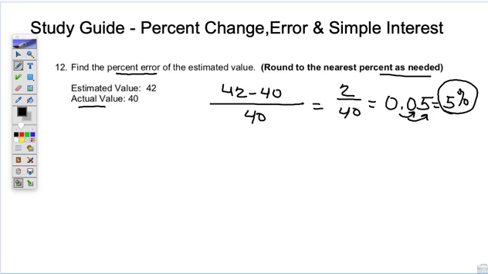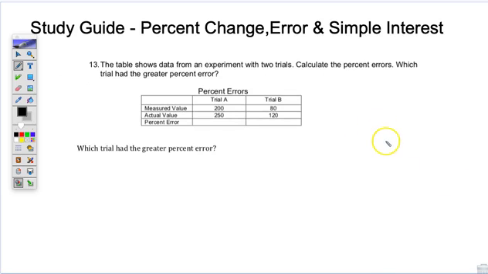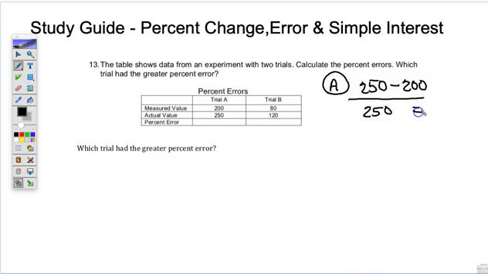Okay, moving along then to question 13. The table shows data from an experiment with 2 trials. Calculate the percent error. Which trial had the greater percent error? So you can see we have 2 trials, A and B. So let's do trial A first. We have 250, subtract 200, and then we're going to divide always by the actual, so that's 250. 250 take away 200 is 50. So using your calculator, divide 50 by 250. That's going to be equal to 0.2. And if I move it 2 places to the right, that is 20%.